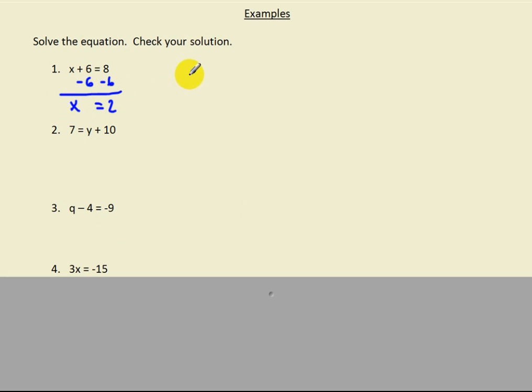Then to check our solution, we substitute 2 back in place of x and see if we get a true equation. 2 plus 6, and we want to know, does that equal 8? And sure enough, 2 plus 6 is 8. It equals 8 just like it's supposed to, so our solution checks. Okay, 7 equals y plus 10. Same idea here, it just happens that the variable's on the other side, but we want to undo that addition to get to the variable by itself. So subtract 10 from each side.